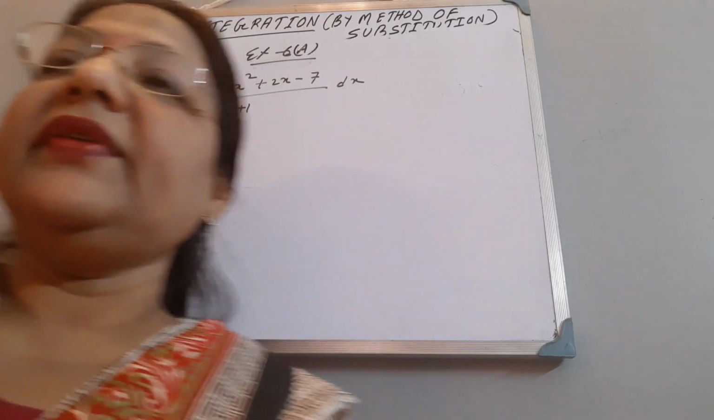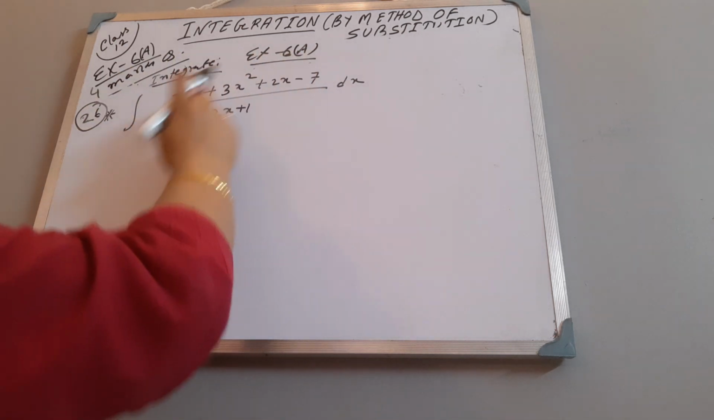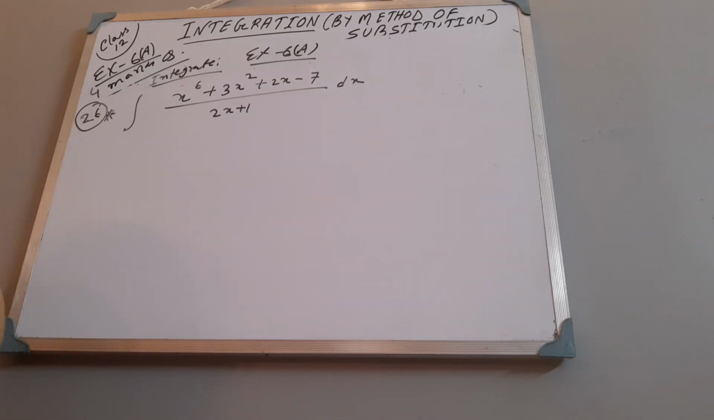Okay, class 12, exercise 6, the 4 marks questions, sum number 26. This type of sum is very, very important. Just listen carefully to what I am telling you.